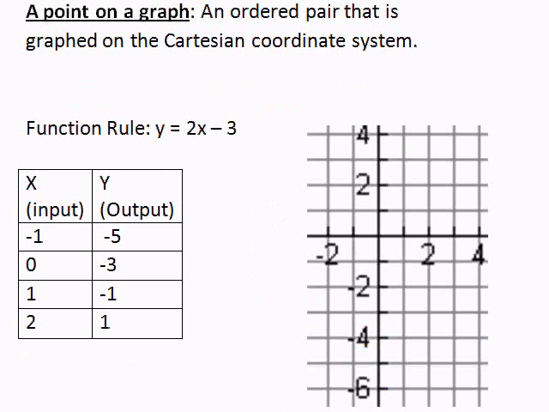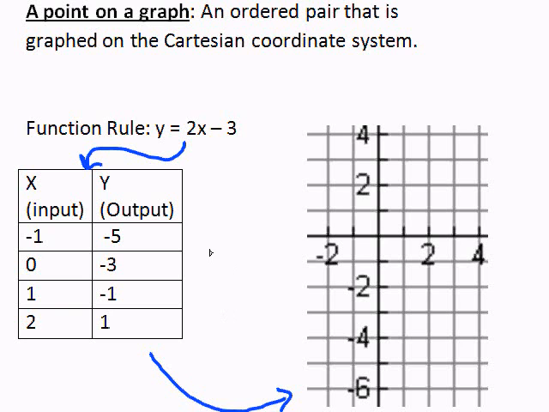Let's take a look at our next word, a point on a graph. A point on a graph is an ordered pair that is graphed on the Cartesian coordinate system. So, suppose we were given this function rule, y equals 2x minus 3, and this table: x values -1, 0, 1, 2 and y values -5, -3, -1, 1. This table came from our function rule. So far we've already made tables from our function rules. Now we're going to be able to transfer that table to a graph.